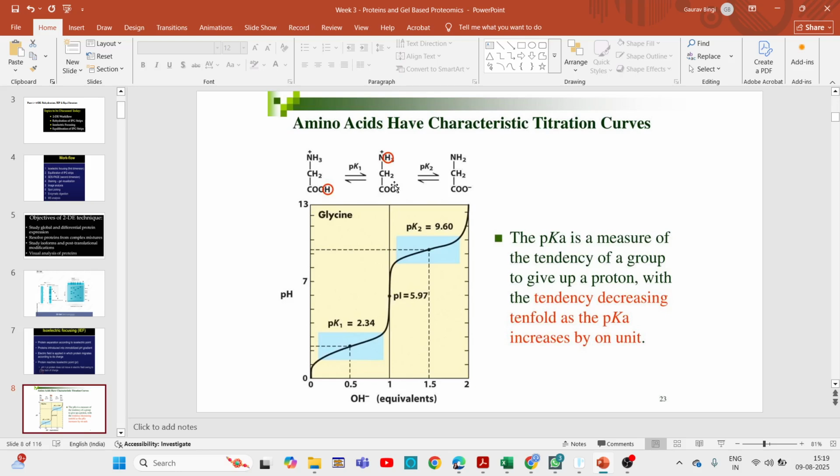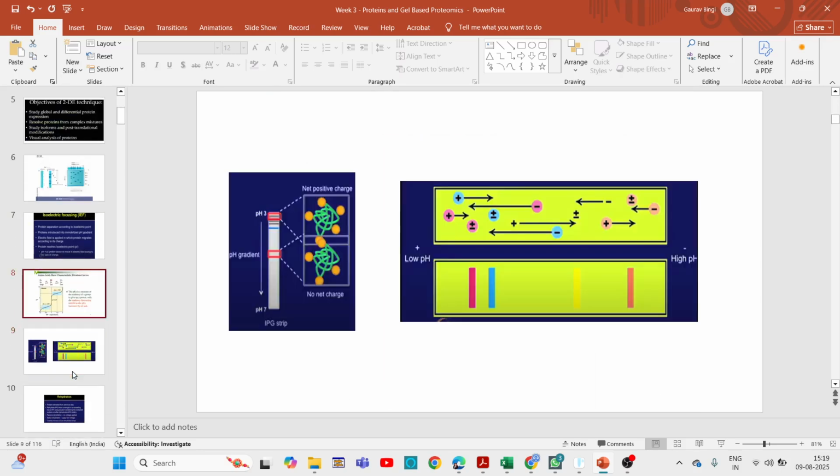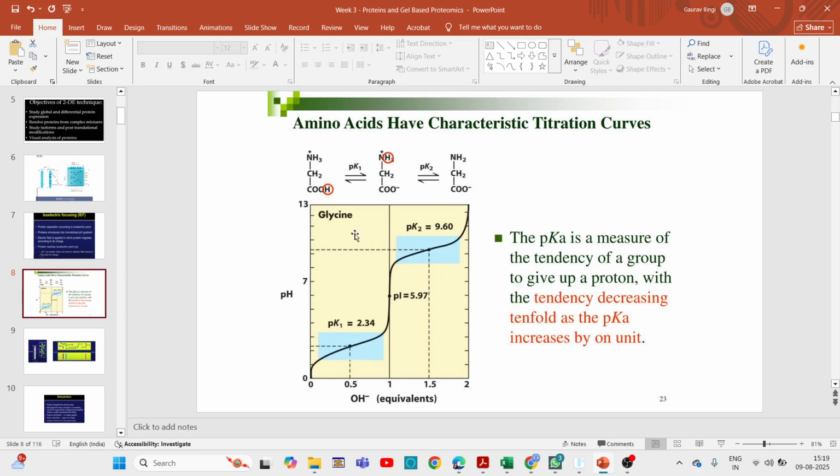Whatever is the value at which it has a similar number of positive and negative ions, it has a neutral charge, and that's the reason the protein will stop at that specific location. That's how the separation happens. So it depends upon each amino acid, and accordingly the overall charge will change for a protein.